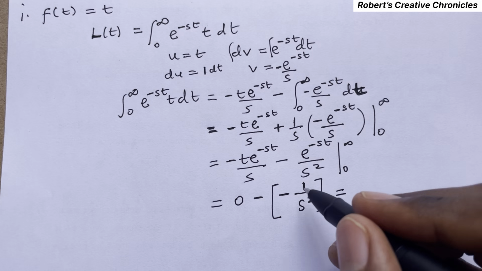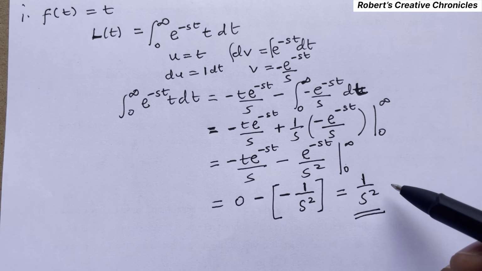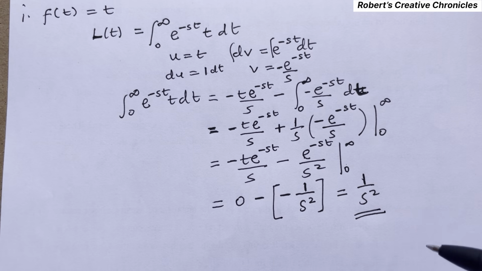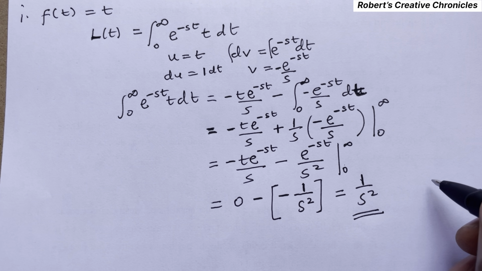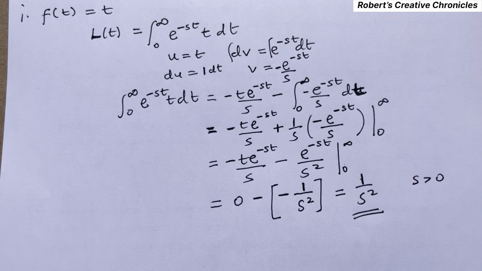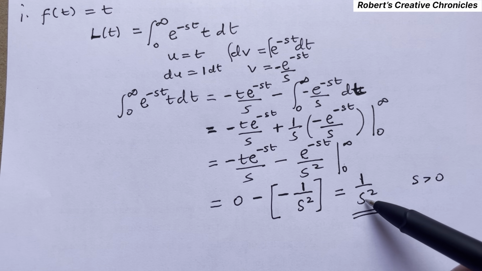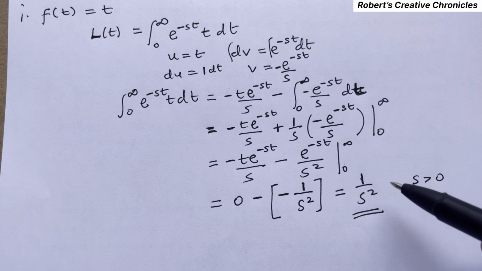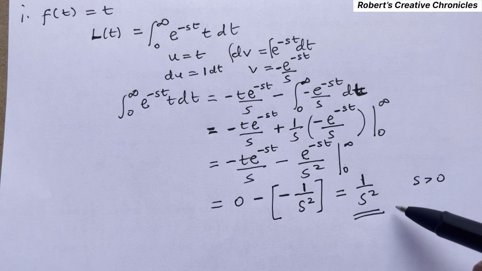So this becomes what? Negative times negative is 1 over s squared. So the Laplace transform of t is 1 over s squared, where s is greater than 0, because we don't want it to be infinity when it becomes 1 over 0, which is infinity. So s is greater than 0 here. So this is the Laplace transform of t.